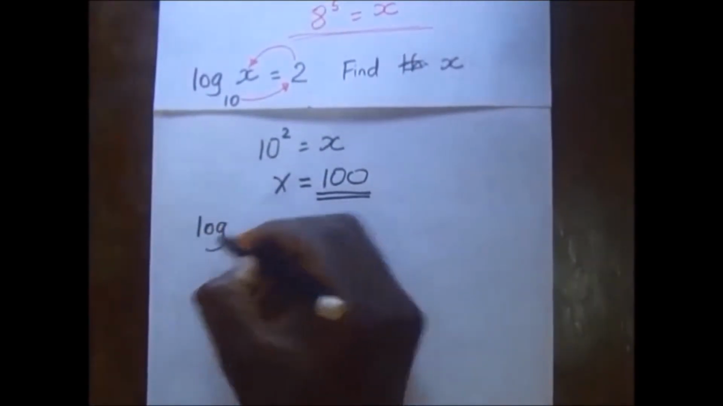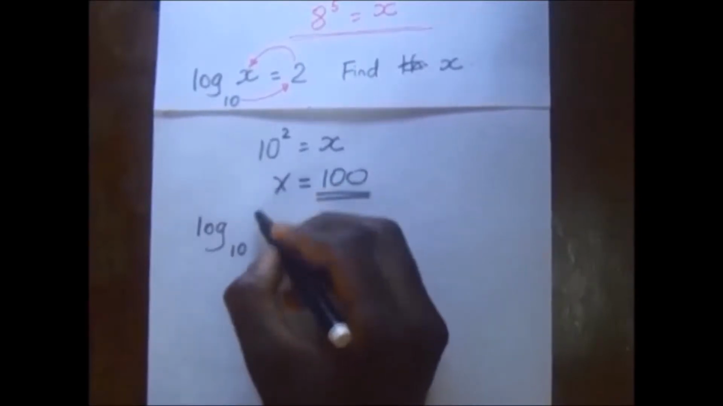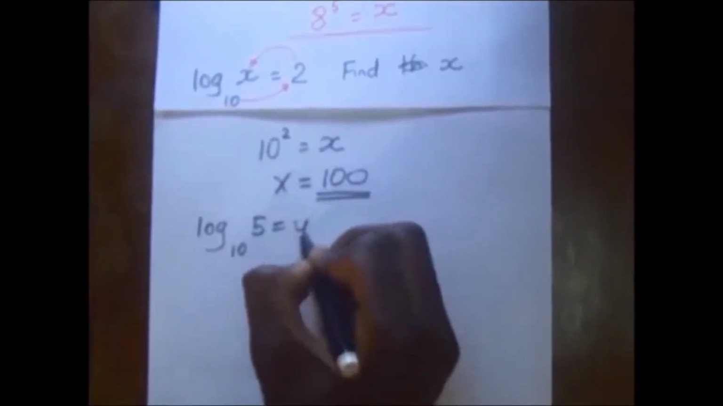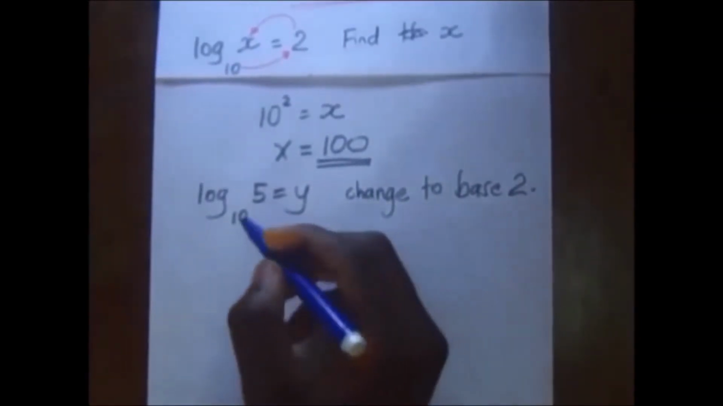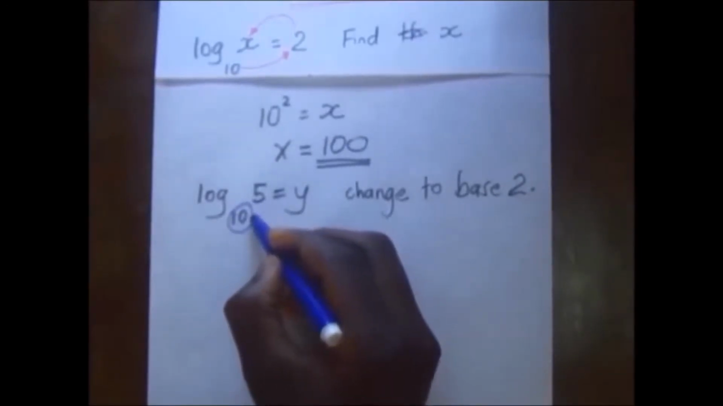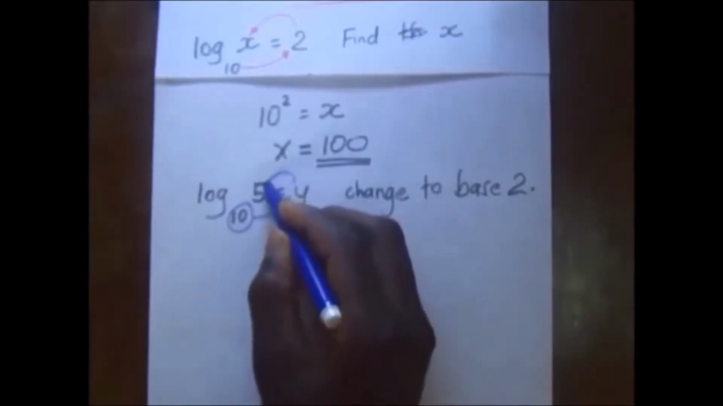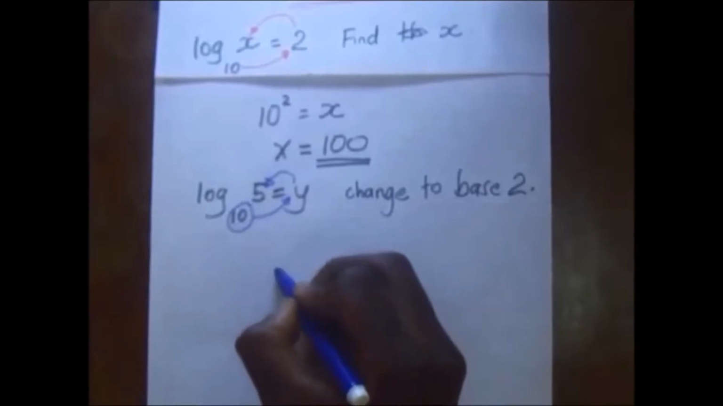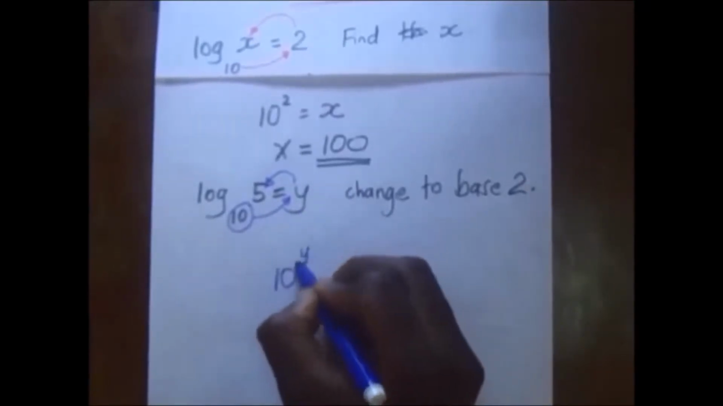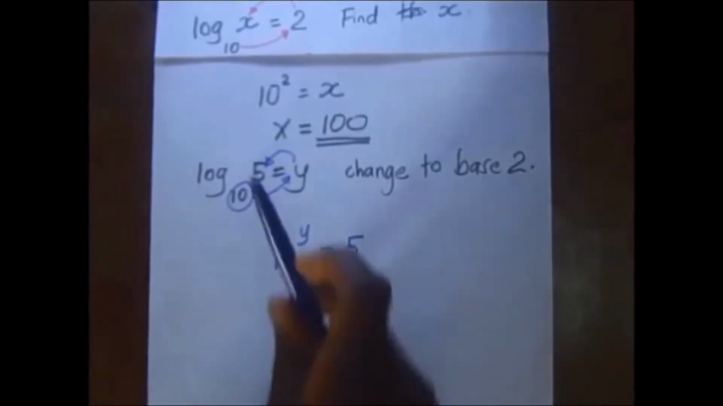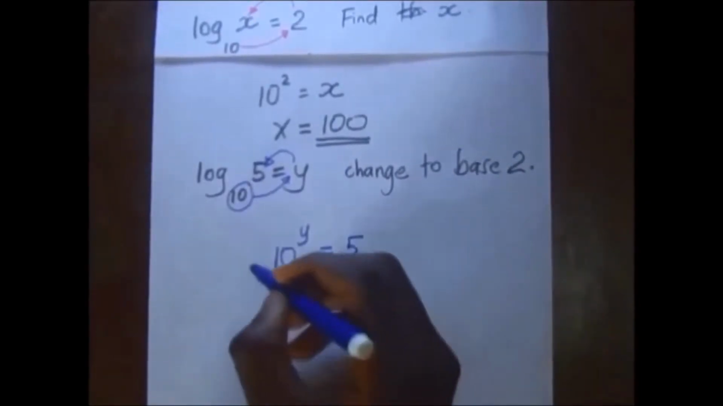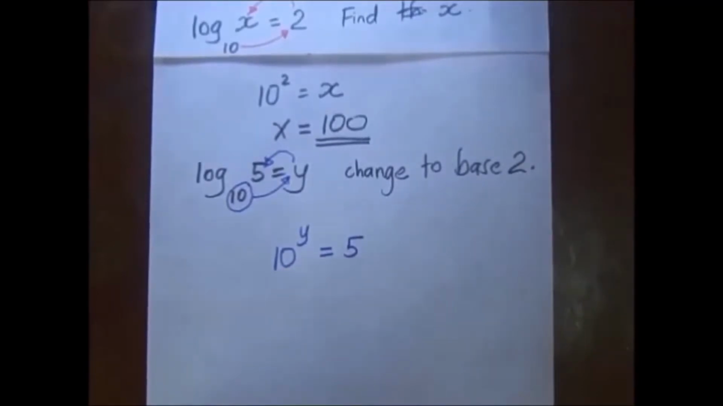Change the base. For example, if you're having log base 10 of 5 is equal to y, we first convert that to index form. By converting it to index form, it means that 10 to the power y is equal to 5. And so now we want to convert this logarithm to base 2.